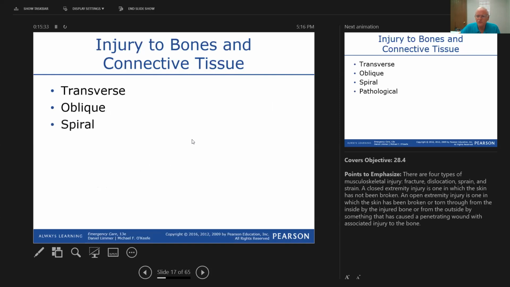And then we have spiral fractures that would come from that twisting or rotational force, like the skier we mentioned. There's a crack that goes circumferentially all the way around that bone.